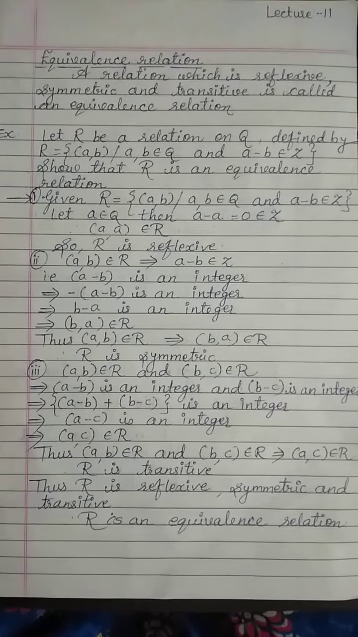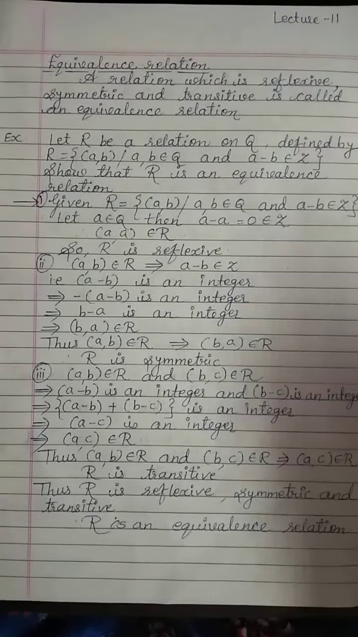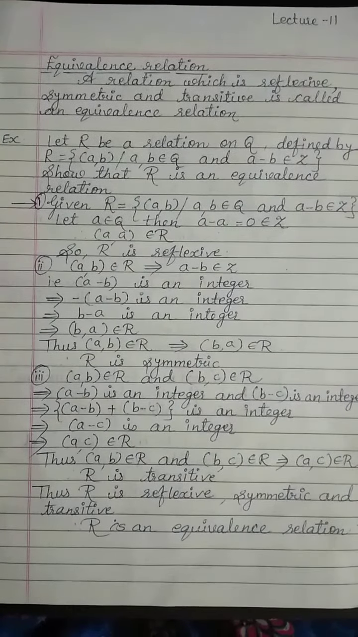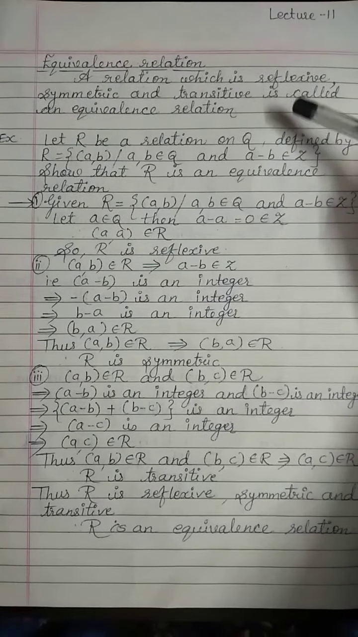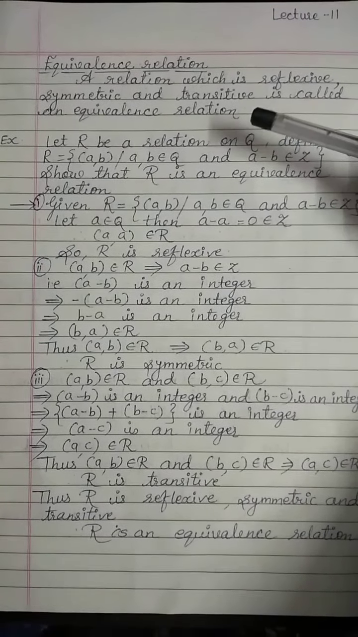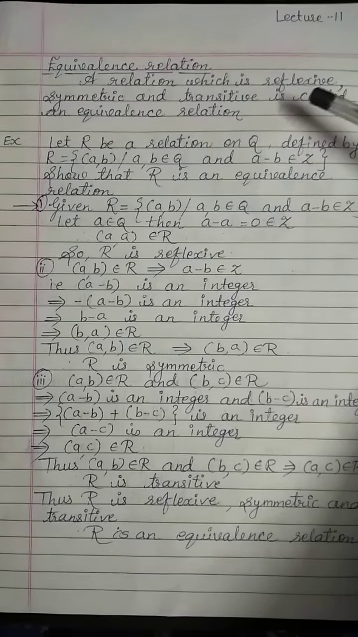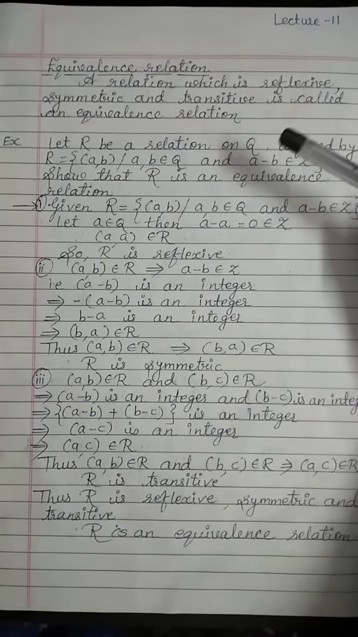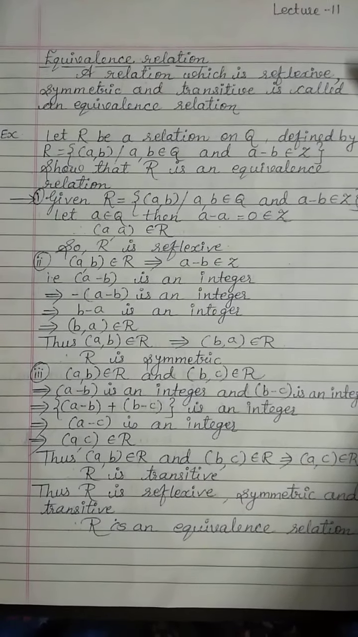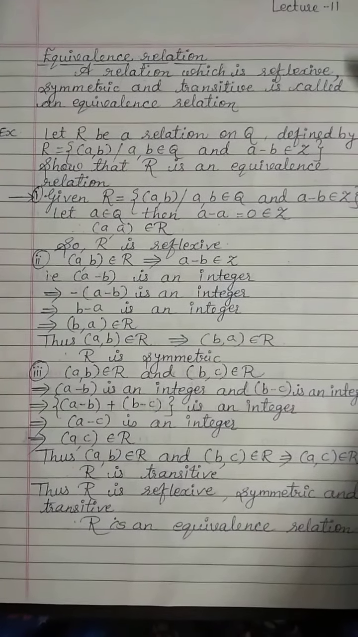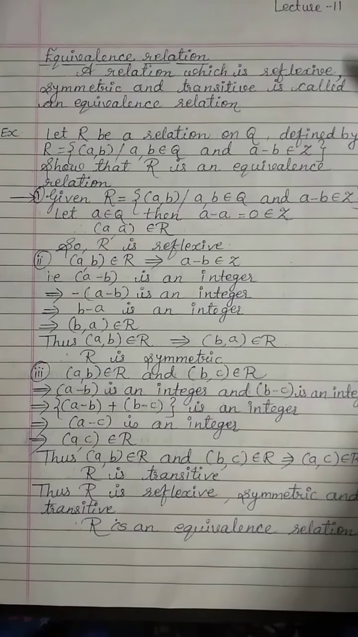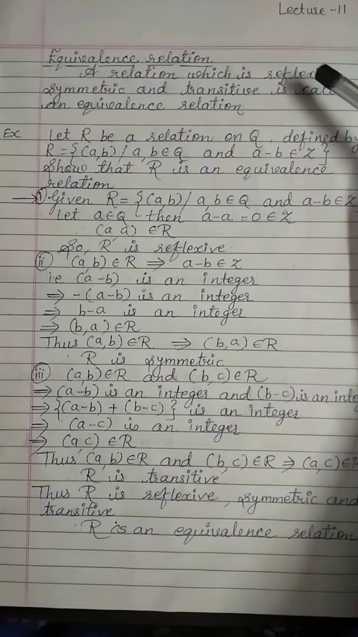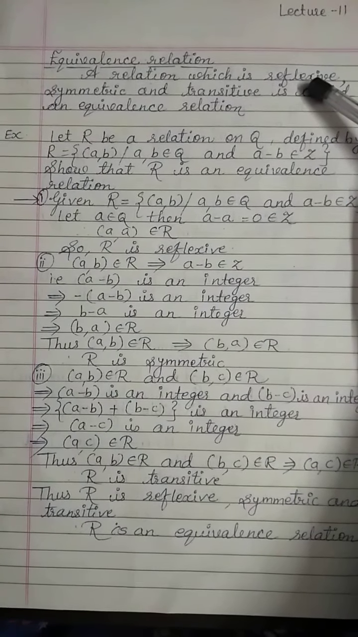Hello students, this is the last part of the sets and relations chapter where we are going to learn equivalence relation. A relation which is reflexive, symmetric and transitive is called an equivalence relation. Now suppose any term or any ordered pair is given, and if that ordered pair or that term is related to itself, then we call that reflexive.